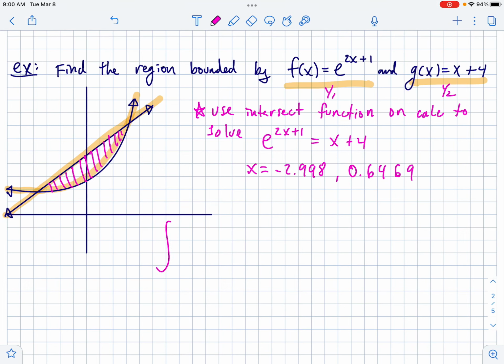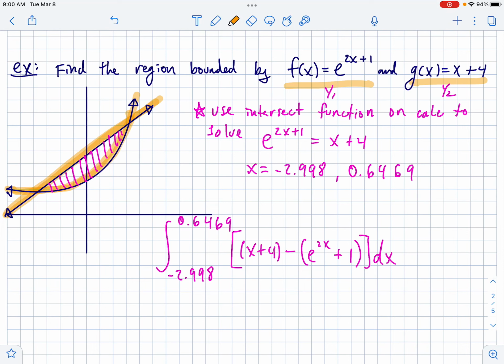That means that we are going to integrate from negative 2.998 all the way up to 0.6469. And then what we are integrating is going to be the top minus the bottom. Now the top is the line and the bottom is the curve. So we'll do x plus 4 minus e to the 2x plus 1 with respect to dx.